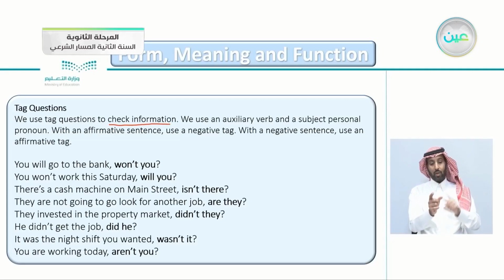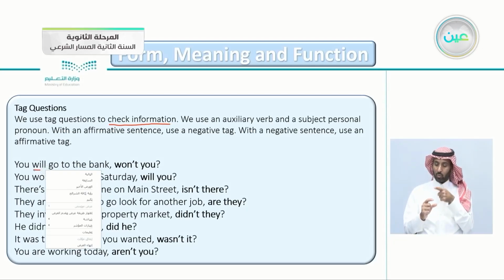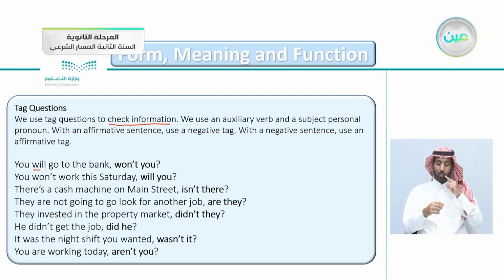You will go to the bank, won't you? You will. Notice this here, affirmative. And here, won't you? This is a negative tag. The second one, you won't work this Saturday, will you? Again, this is a negative sentence. So if the sentence is negative, make the tag affirmative and vice versa.